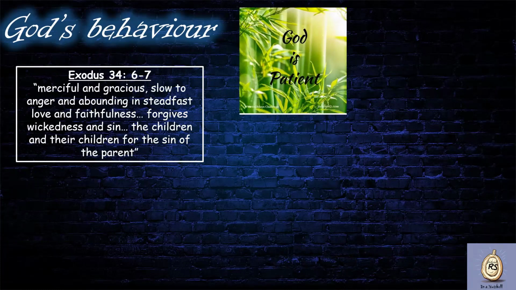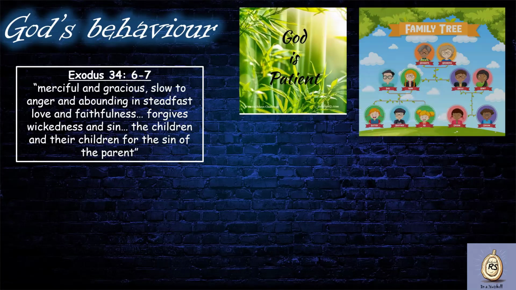It also says that God forgives wickedness and sin, but those that are guilty will be punished by God, including the children and their children, for the sin of the parent. Those who insist on doing evil will be punished, which shows God's justice. However, the consequences of these sins will be limited to be felt only to 3 or 4 generations.